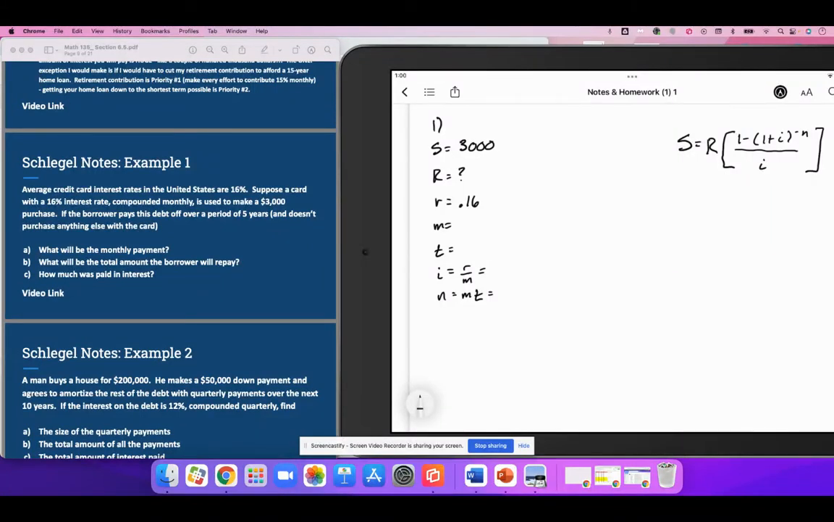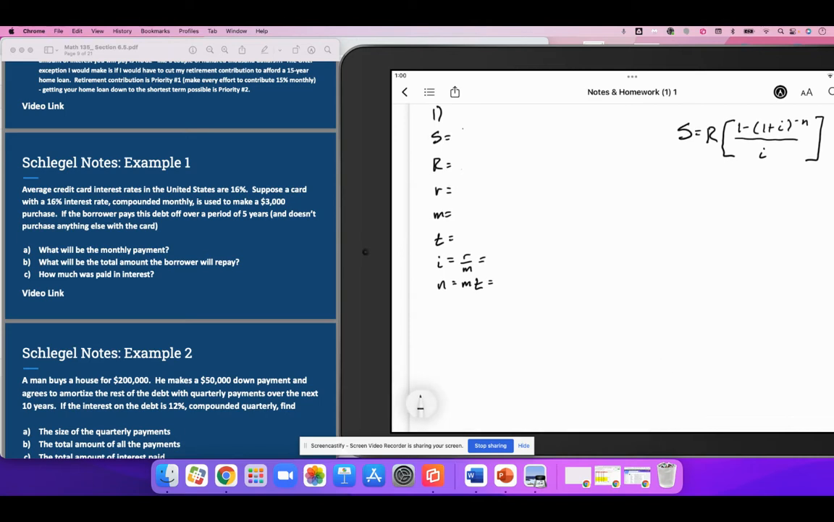So it's pretty wild that, and this is a true situation, the average credit card interest rate in the United States is 16%. Suppose a card with 16% interest rate compounded monthly is used to make a $3,000 purchase, and the borrower pays the debt off over a period of 5 years and doesn't buy anything else on the card. We're asked to figure out what would be the monthly payment, what will be the total amount the borrower will repay, and how much was paid in interest.